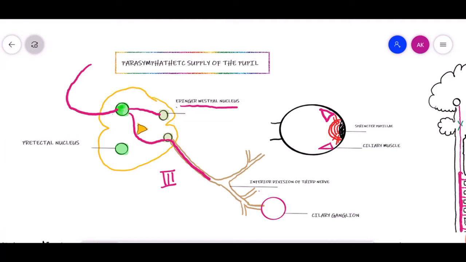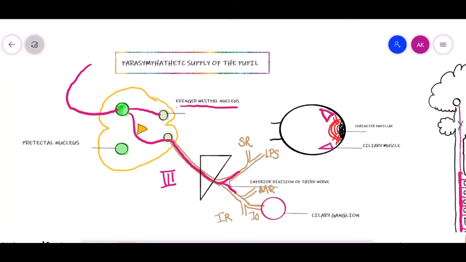When these fibers reach the cavernous sinus, the division of the third cranial nerve will take place. The third cranial nerve will divide into the superior division and the inferior division. Now we know that the superior division of the oculomotor nerve will supply the superior rectus muscle and the levator palpebrae superioris. However, the inferior division of the third cranial nerve will supply the medial rectus, the inferior rectus, and the inferior oblique muscle.